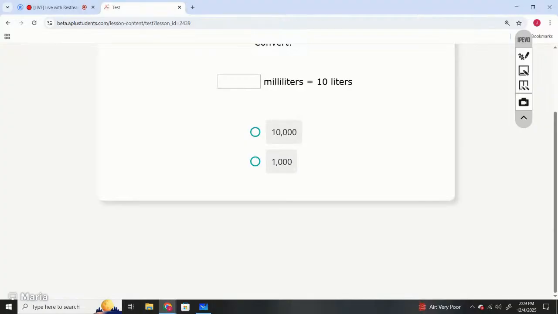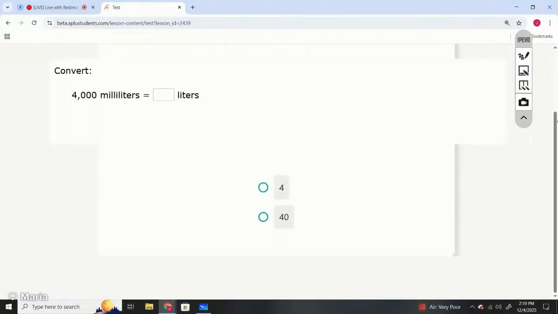10 liters equal how many milliliters? 10 liters equal 10,000 milliliters. 4,000 milliliters equal how many liters? 4,000 milliliters equal 4 liters. Option number 1 is the correct option.